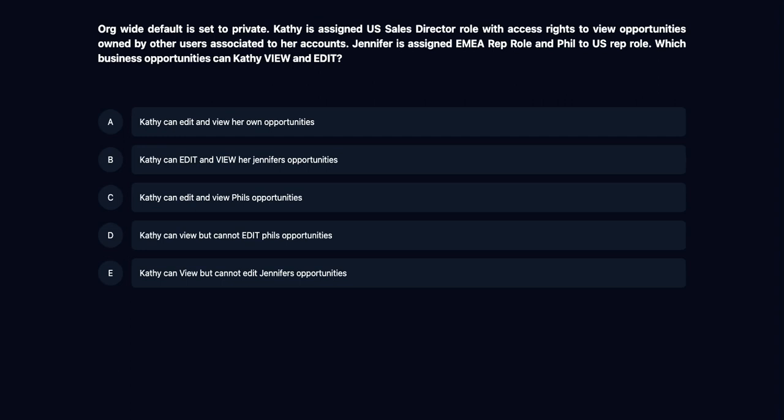Org-wide default is set to private. Kathy is assigned U.S. Sales Director role with access rights to view opportunities owned by other users associated to her accounts. Jennifer is assigned EMEA Rep role and Phil to U.S. Representative role. Which business opportunities can Kathy view and edit?